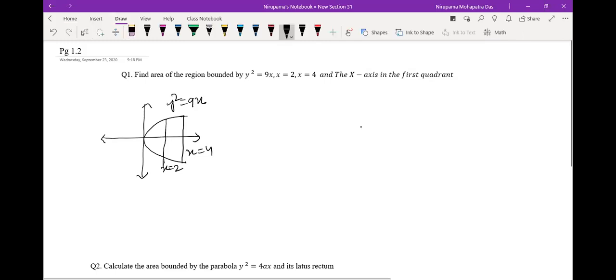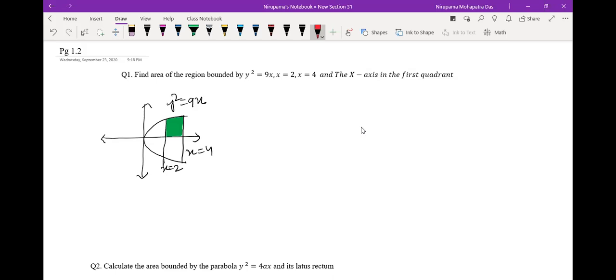Now you see, the x-axis in the first quadrant. The area we have to calculate is this shaded portion. Step 1 is done, step 2 is done. The third step is to find the limits of integration. Here we don't have to, because we are already given x equal to 2 and x equal to 4.